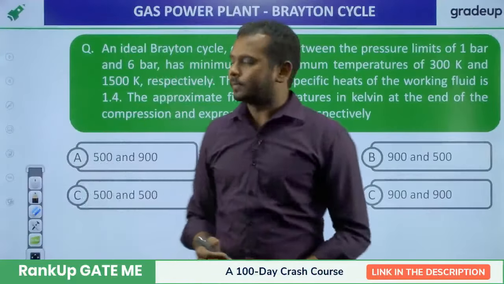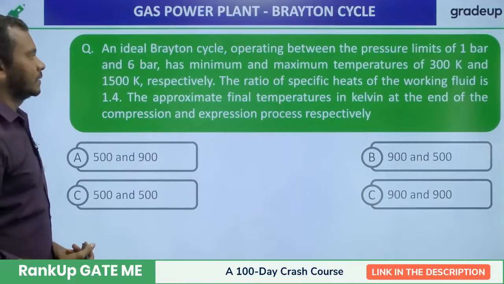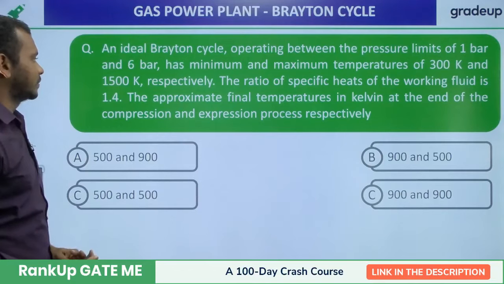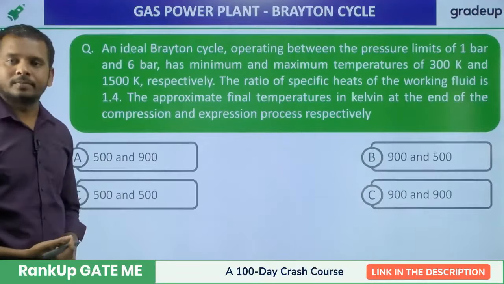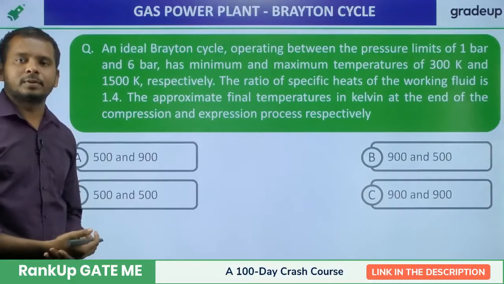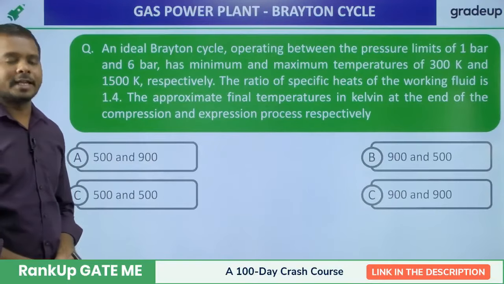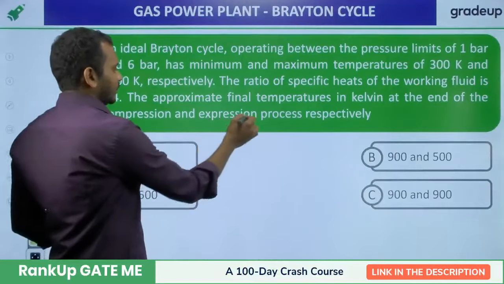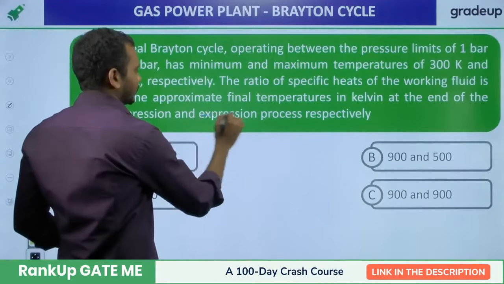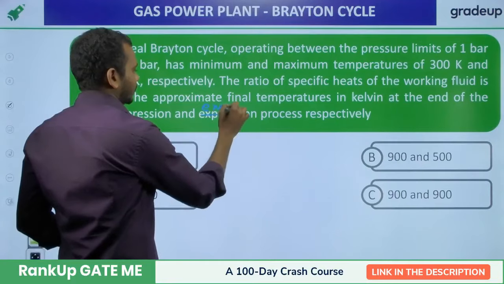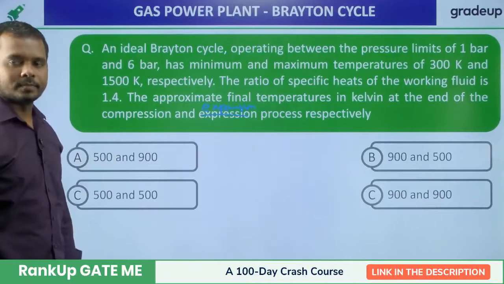So here is our first problem. An ideal Brayton cycle operating between the pressure limits of 1 bar and 6 bar has minimum and maximum temperatures of 300 Kelvin and 1500 Kelvin respectively. The ratio of specific heats of the working fluid is 1.4. The approximate final temperatures in Kelvin at the end of the compression and the expansion process respectively will be?